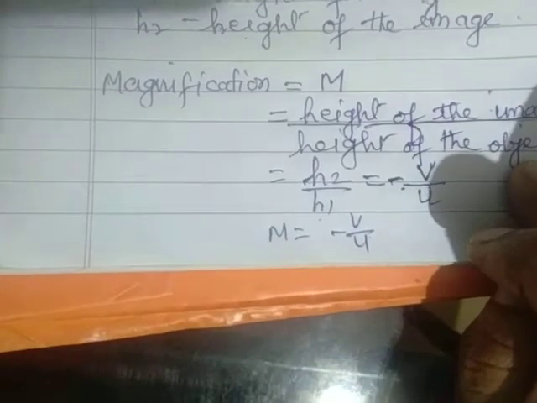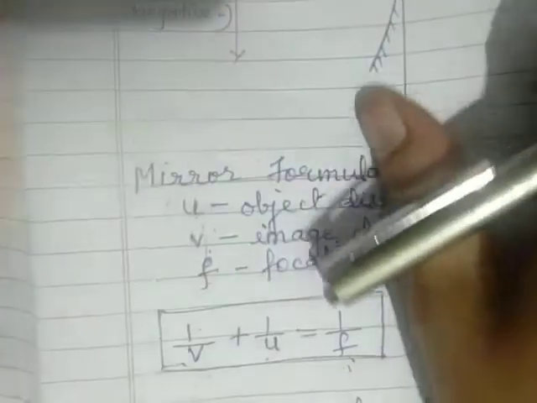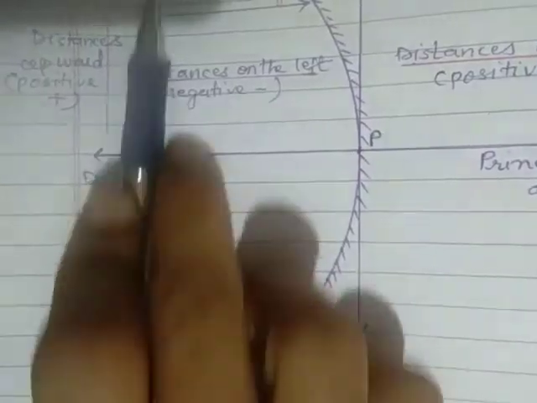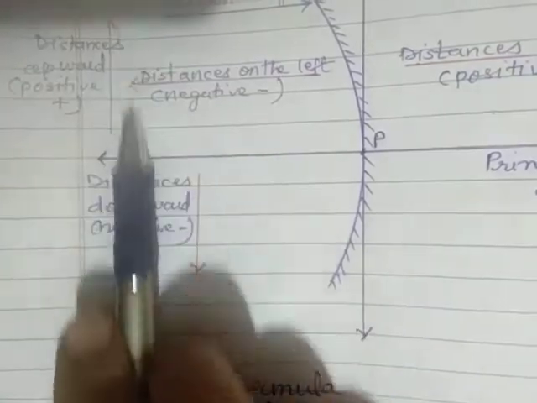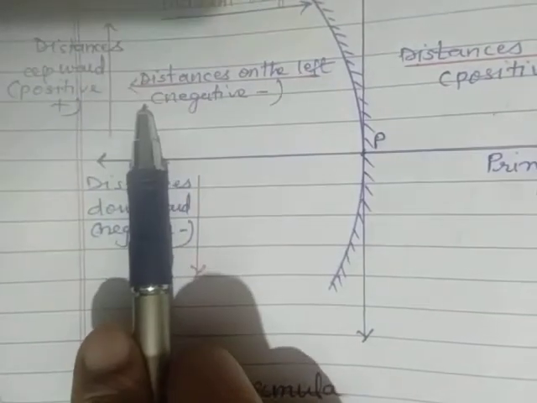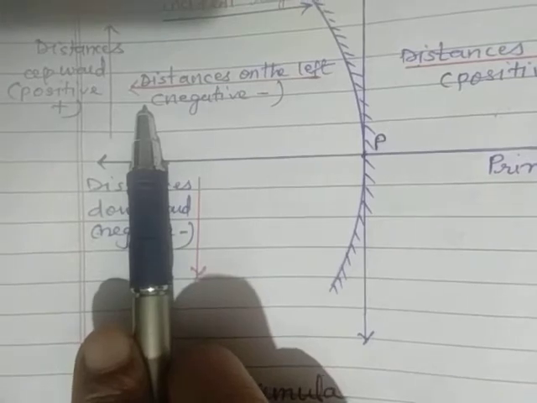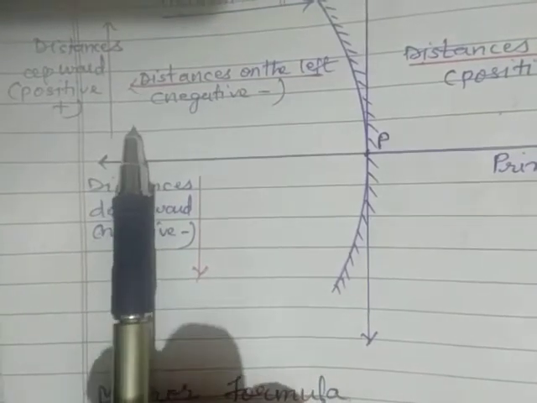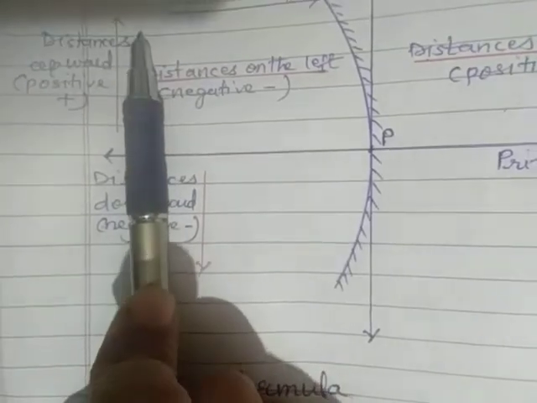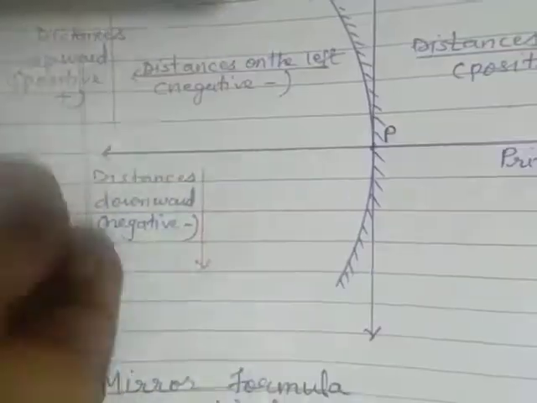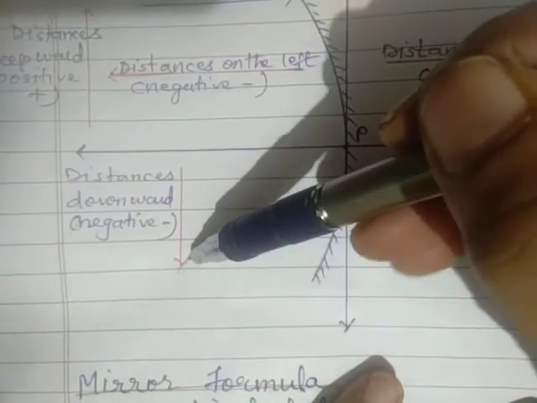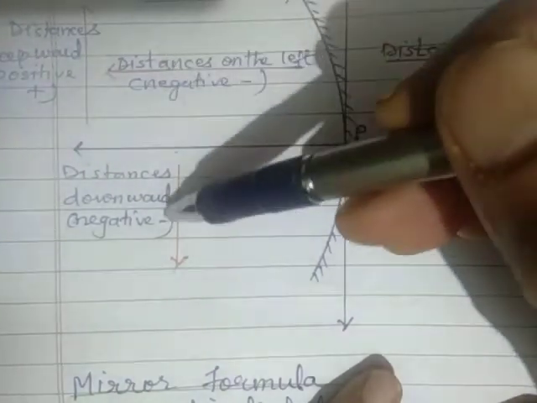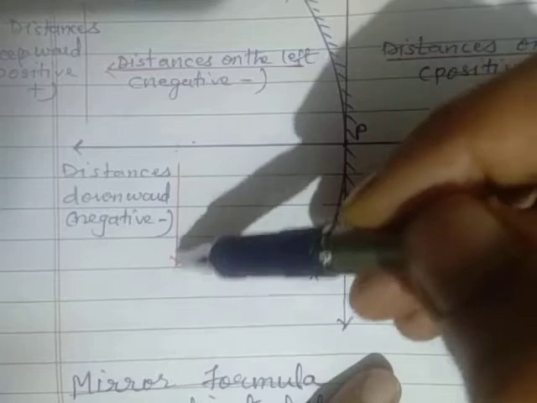As the object is kept above the principal axis, remember, using this Cartesian system, we know that the object is always kept above the principal axis. Therefore the height of the object, h1, is always positive. Remember this: the height of the object will always be positive, because it is always kept above the principal axis. Now the height of the image depends upon what type of image it is. If it is real, then it will always be inverted, correct? Because it will be formed on the screen, and when it is formed on the screen, it is always inverted.